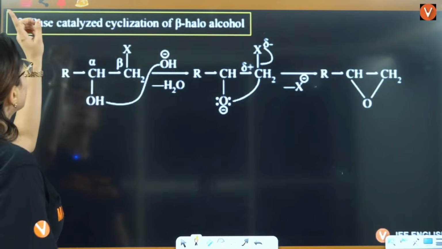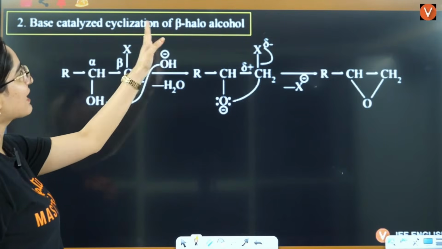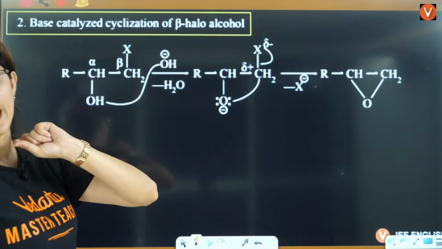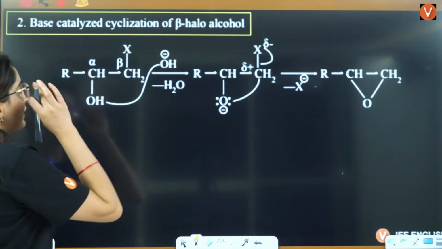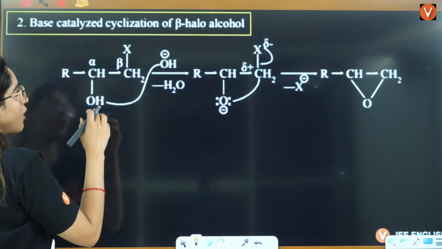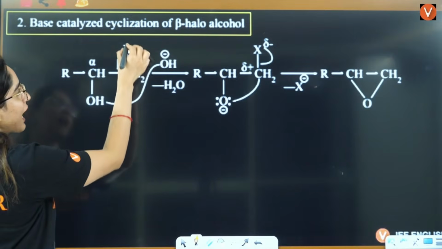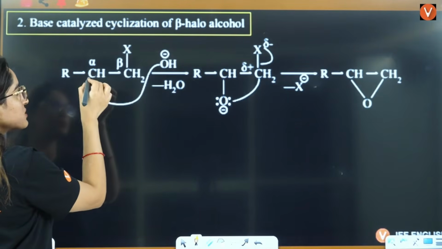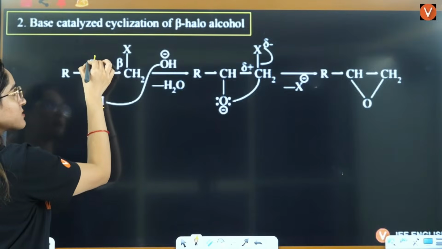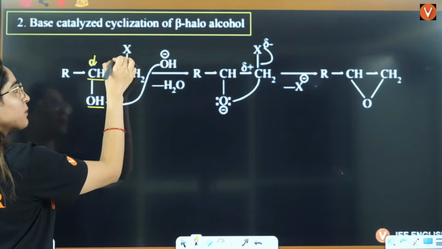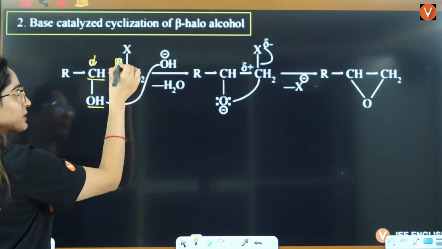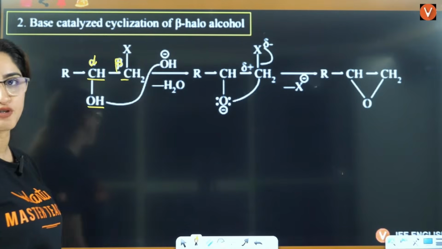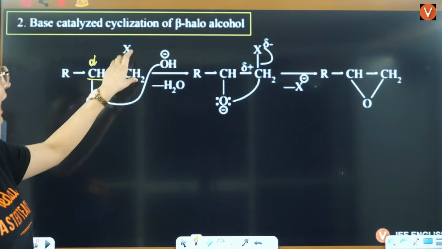Second is base catalyzed cyclization of beta haloalcohol. Beta haloalcohol means on the beta position you will have halogen, right? So this position where OH is there, that is the alpha position. The beta position is next to that carbon, that is the beta carbon which has halogen. That is why it is called beta haloalcohol.